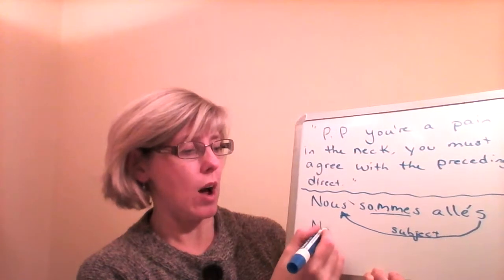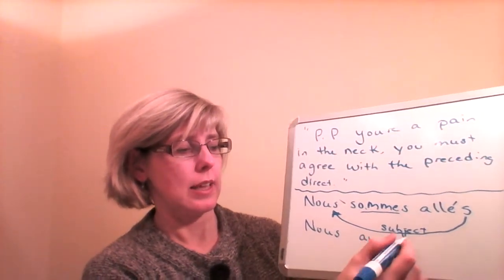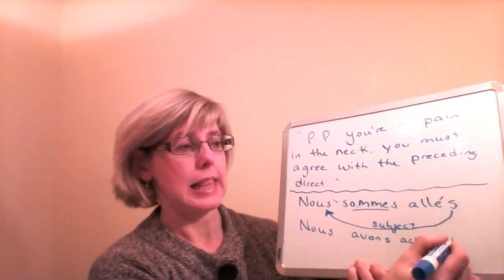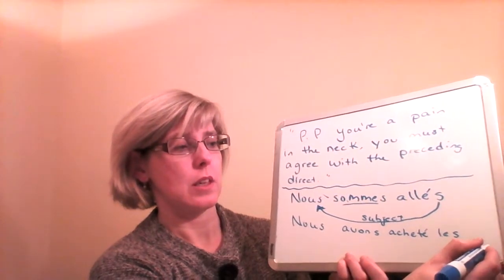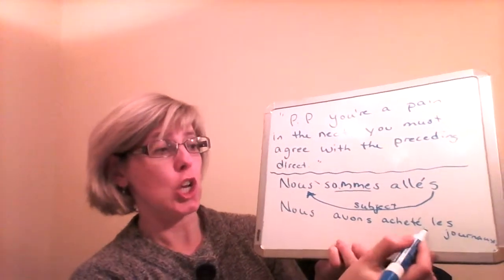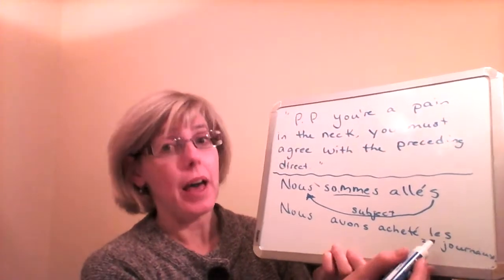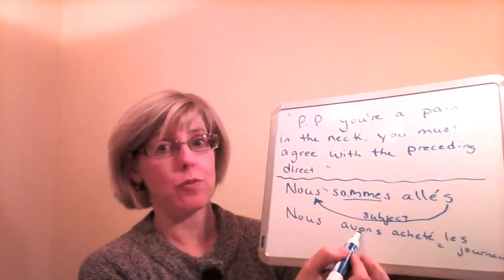If you have avoir as the helping verb, nous avons acheté les journaux. We bought the newspapers. I can't fit it in there. No agreement. There's no agreement there. So always agreement with être, no agreement with avoir.